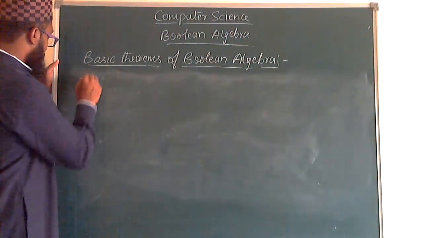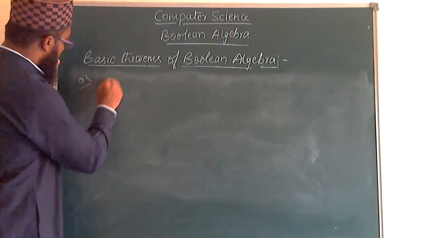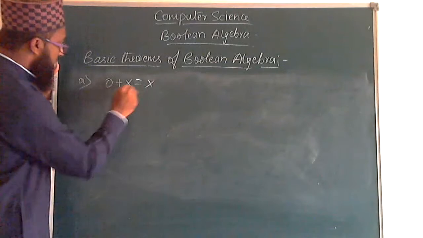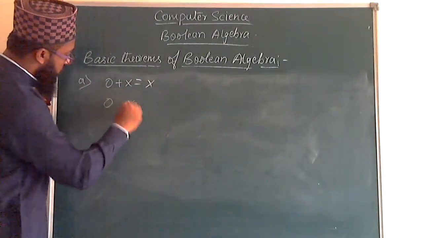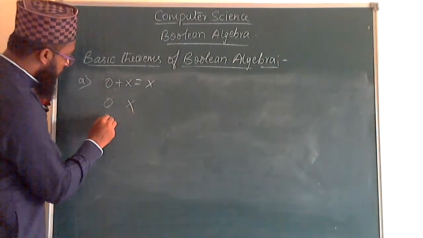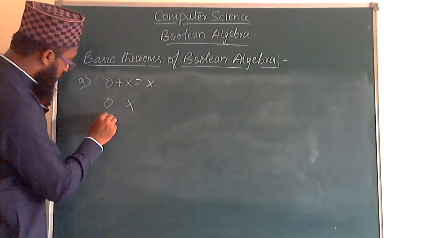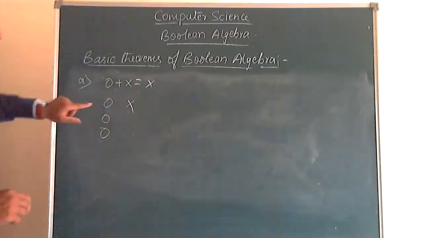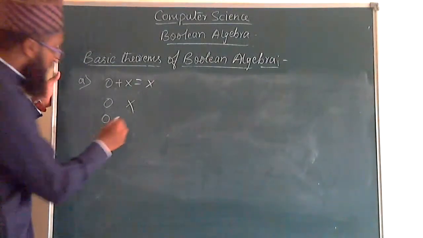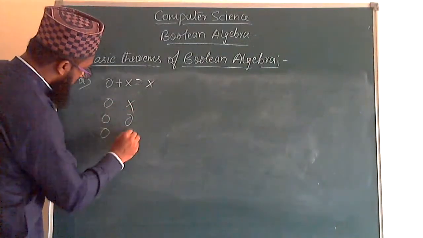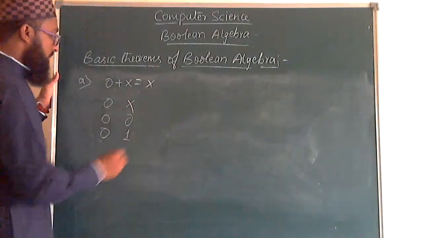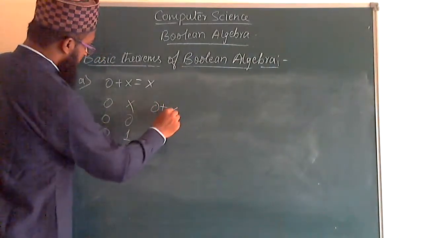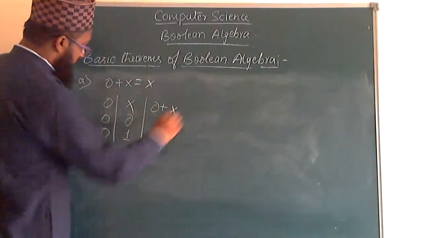We have taken this one. 0 plus x, which is equal to x. Here there are two variables, one is 0 and another one is x. So the values will be like this: 0, 0. Because 0 is here, we will take 0. For x, the values are one is 0, another one is 1. Then 0 plus x.